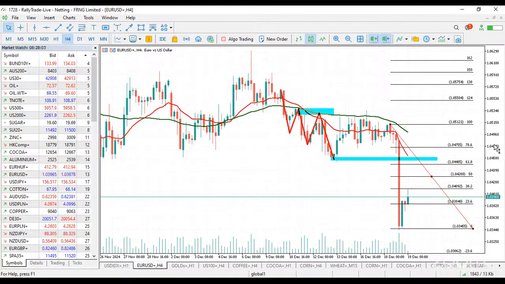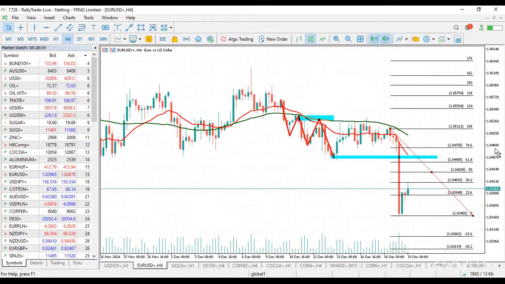So therefore, what's my bias? My bias on Euro USD is still a sell. Remember, for you to take a trade, for you to have a setup, you start with a bias, right? You choose one side. You don't stay on the fence. As a trader, you don't say today I'll either buy or sell. No, you open the chart and create a bias, right?